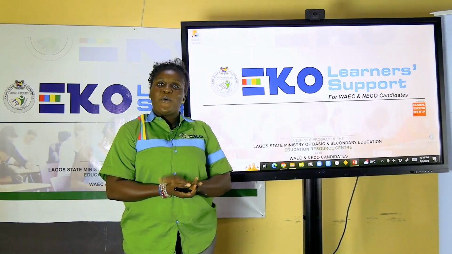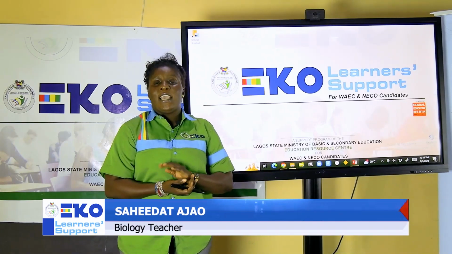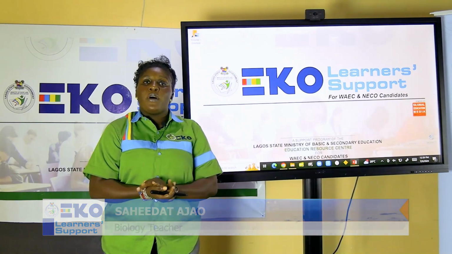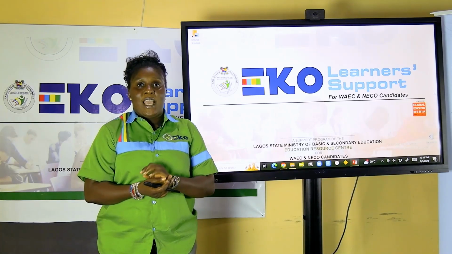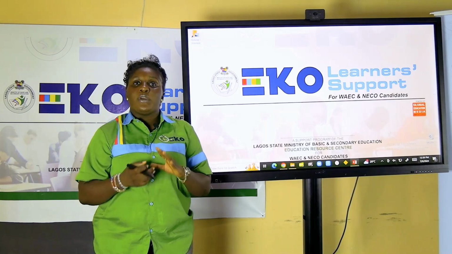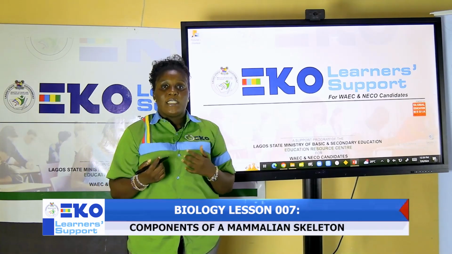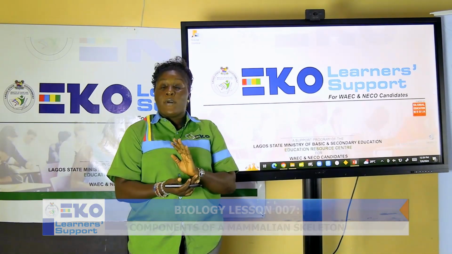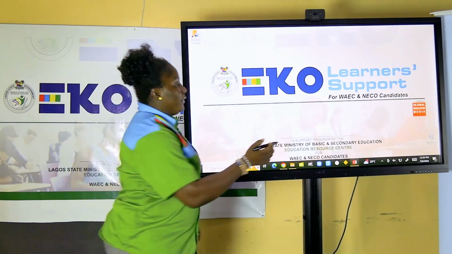Hello students, welcome to ECO Learner Support for WAEC and NECO candidates. In our previous class, we discussed the meaning of skeleton, the forms of skeleton, the types of skeleton, and we also likened skeleton to be a pillar. We said without a pillar the house can't stand. So the pillar in our body is the skeleton. Today, we'll be looking at components of mammalian skeleton. Let's go together.